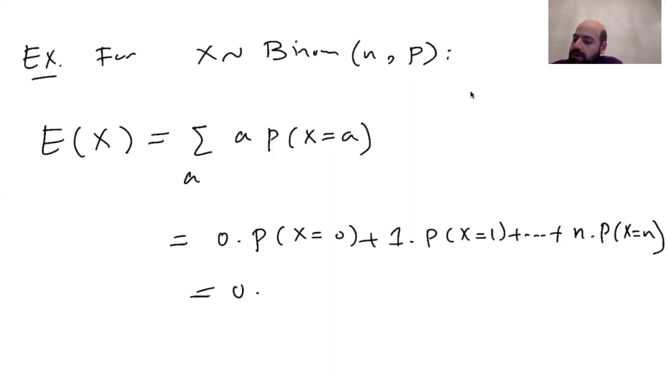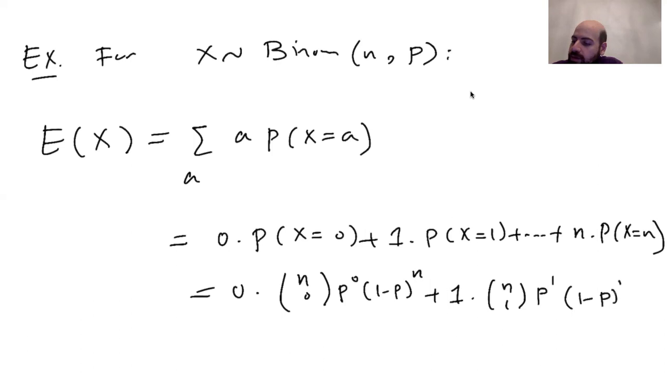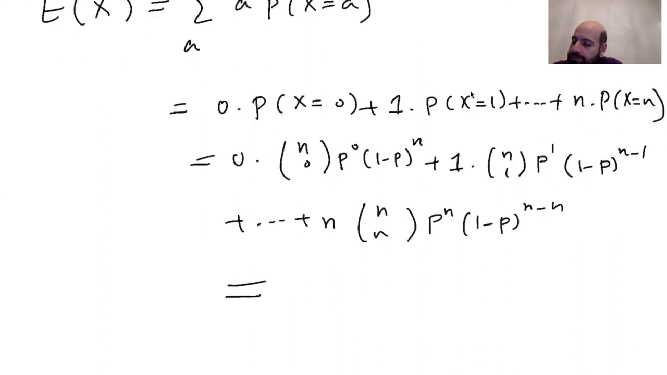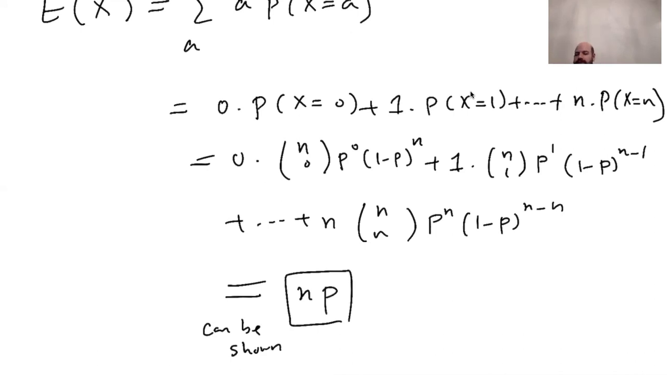So this is 0 times N choose 0, P to power 0, 1 minus P to power N minus 0, plus 1 times N choose 1, P to power 1, 1 minus P to power N minus 1, all the way to the last one. P of X equals N is N choose N, P to power N, 1 minus P to power N minus N. So it can be shown that this is NP. So E of X is NP.